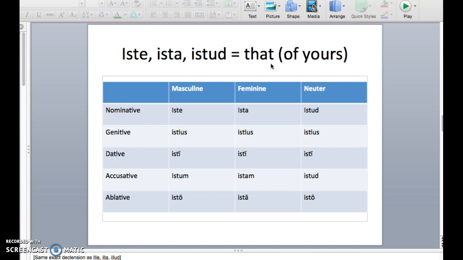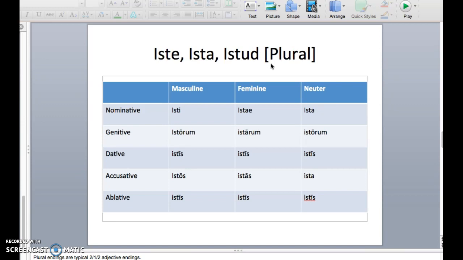You'll see this a bunch next year in Latin 3. All right, now we look at the plural forms. Oh, aren't those lovely? Yeah, we know all these endings. They're exactly the same as what type of adjective endings? 2-1-2 endings. No specialties here, just classic 2-1-2 endings, just like illa, illud has.